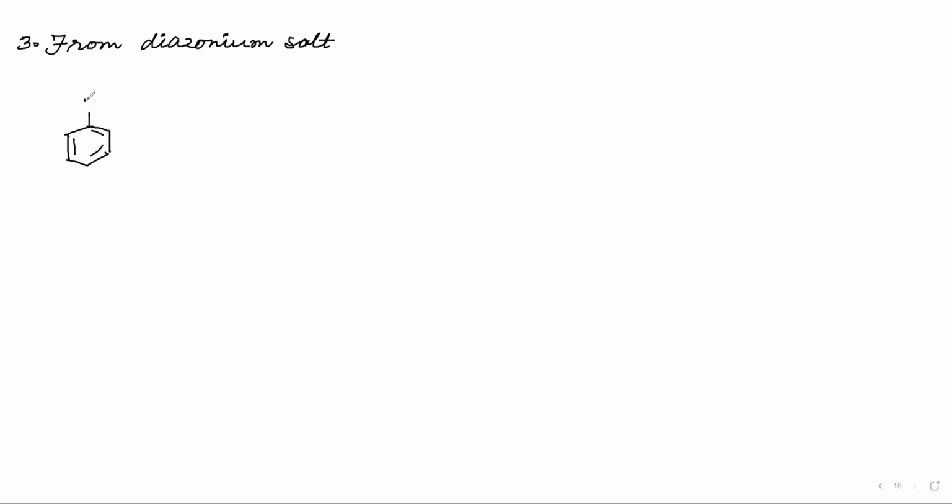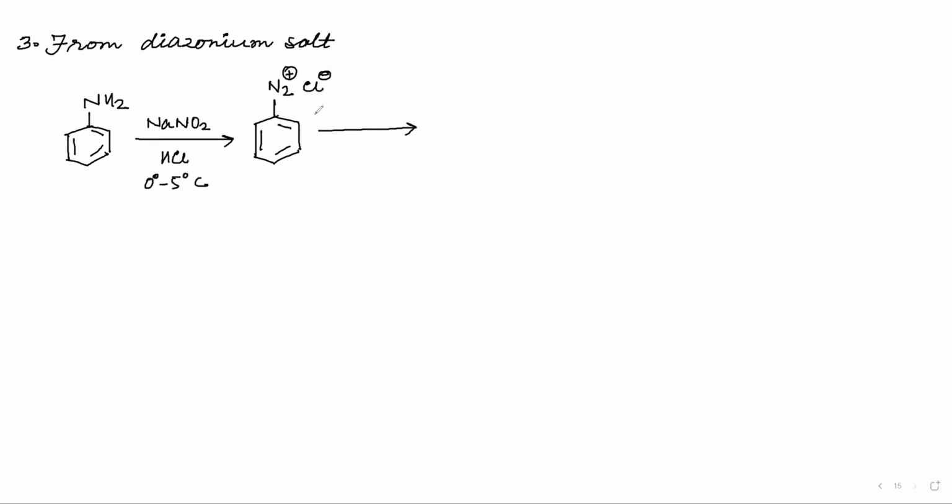What is aniline? Benzene bonded to NH2. And you react this with NaNO2 and HCl, you get benzene diazonium salt, that is BDS, benzene diazonium salt, N2+ Cl-. Also remember this is from 0 to 5 degrees Celsius.